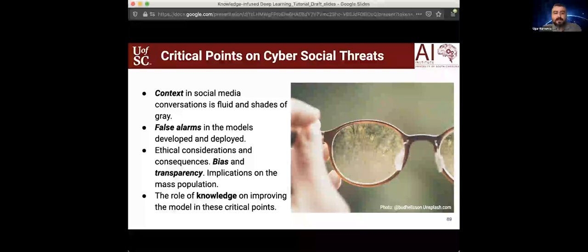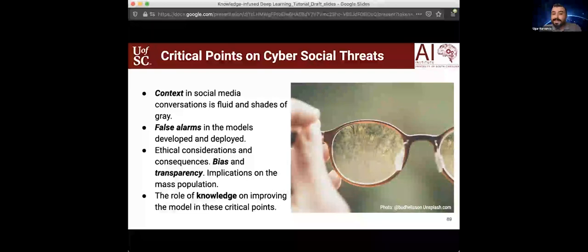On the other hand, the implications of false alarms in models developed and deployed on social media are huge. If you are developing a machine learning model, there is going to be some error to some extent, and even if your false alarm rate is quite small, the implications are going to be very huge. So any improvement you can make in false alarm reduction is going to be a significant plus.